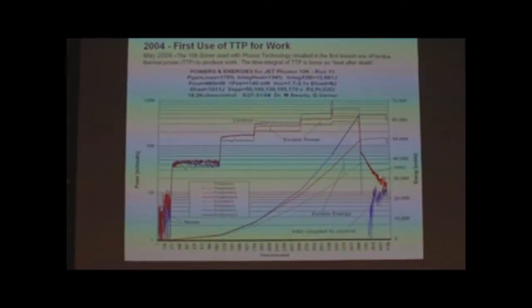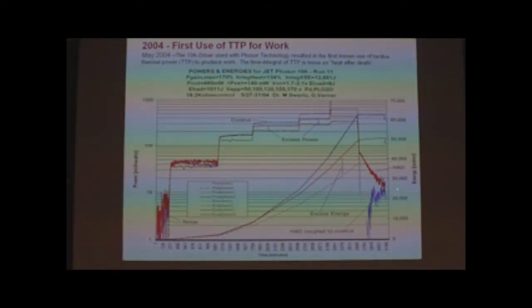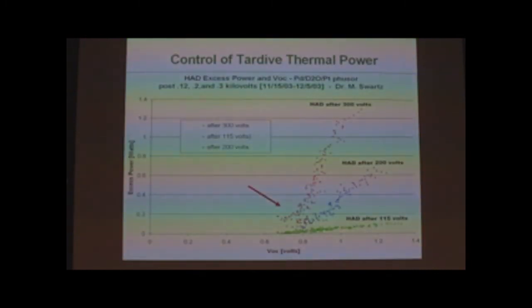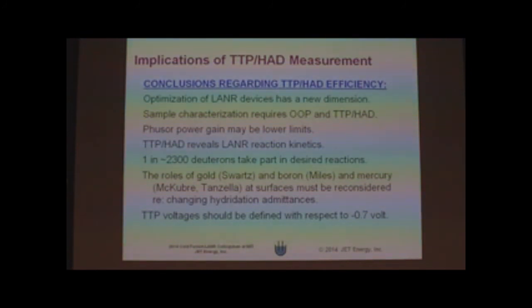This was our first use of heat after death for work, and then finally it drops back to the noise level. We can skip this. It turns out there are many ways to control heat after death, and it's only because we had thermal power spectroscopy we could see how to do it. I mean, if you're able to accurately measure all of these things, then you know what the impact of your tweaking is. Otherwise, you don't.